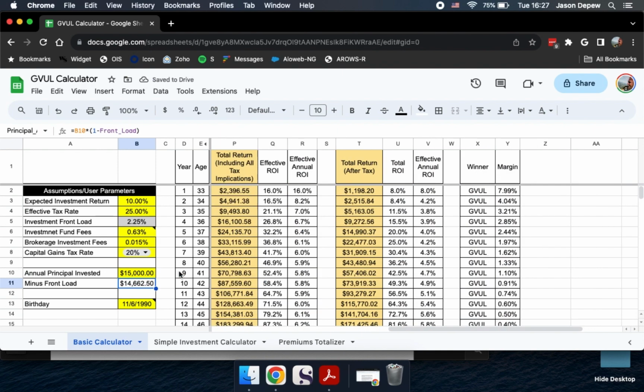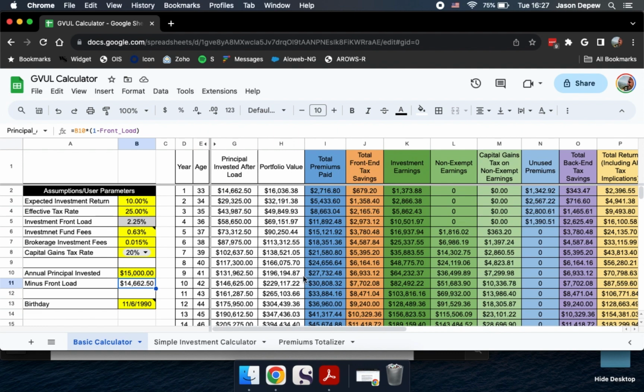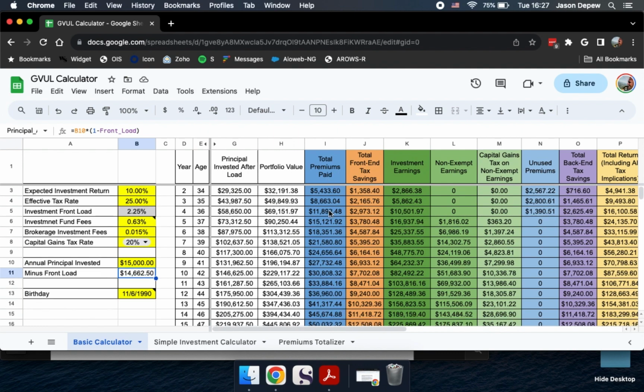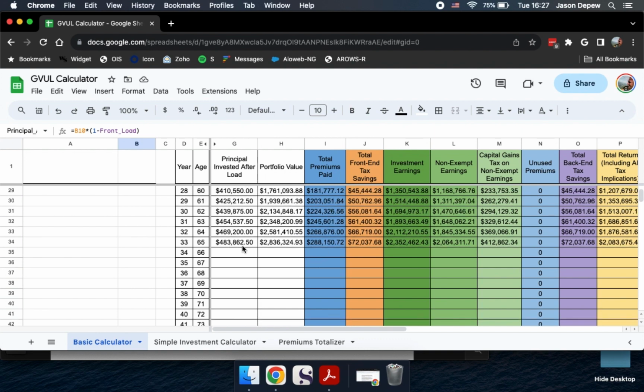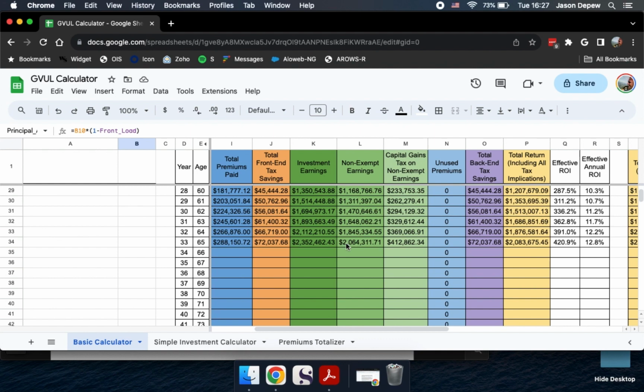So, born in 1990, all those other assumptions stayed the same. You're putting 15 grand a year into your investments. Over the course of it all, by the end of your career, you'll have invested $480,000 after MetLife takes their cut. Delta will have put in $288,000 in premiums. Your investment earnings are enormous. You're way beyond premiums paid in there. They're just accounting for a little bit of it.